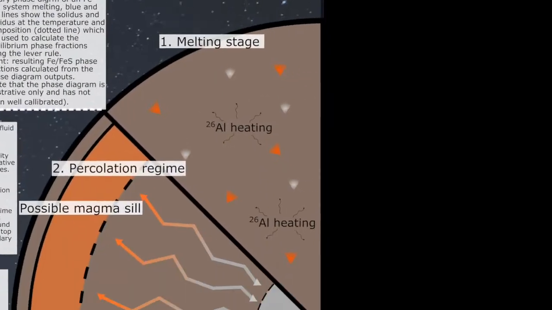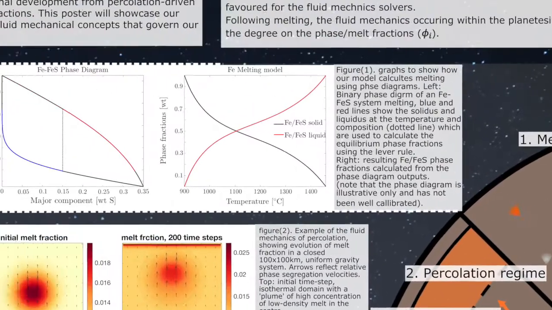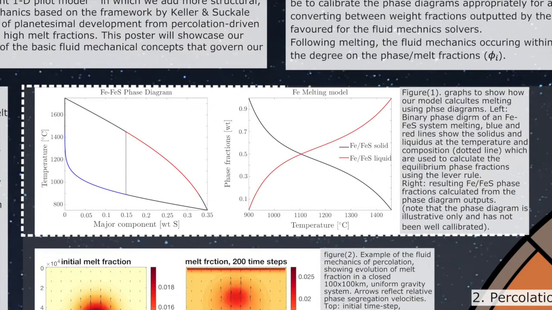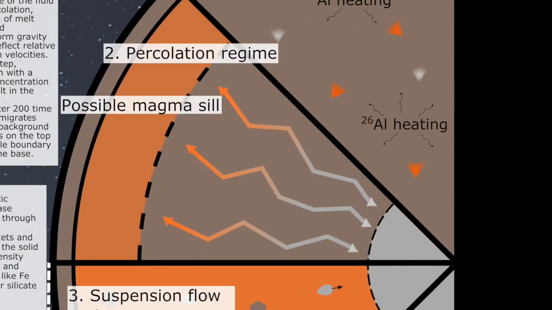Firstly, we calculate the melting of primitive chondritic rock by using computationally generated phase diagrams. We use the lever rule to calculate the melt fraction at any given composition and pressure-temperature conditions at time. The earliest differentiation may occur at low melt fractions shortly following the onset of melting.